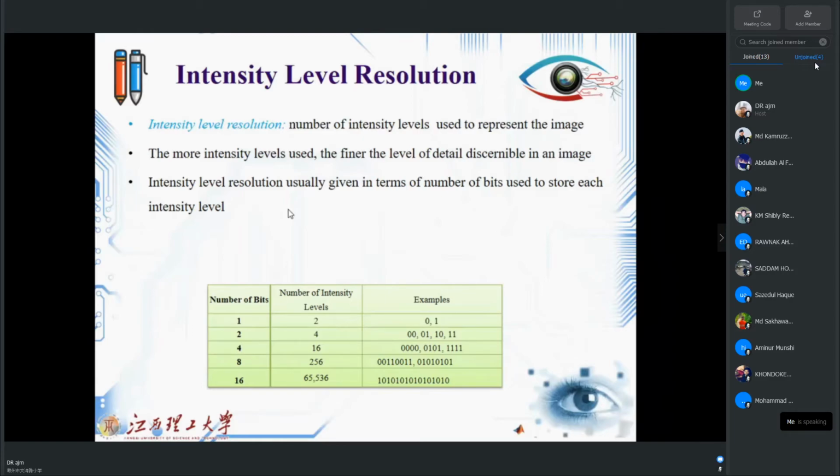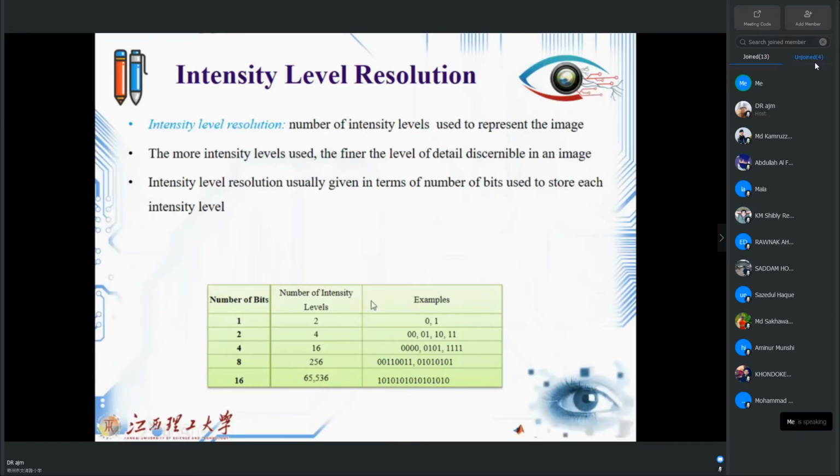Suppose if the number of bits is 1, the number of intensity levels is 2. If the number of bits is 2, then the number of intensity levels is 4, and if it's 16, then the number of intensity levels is 65,536.